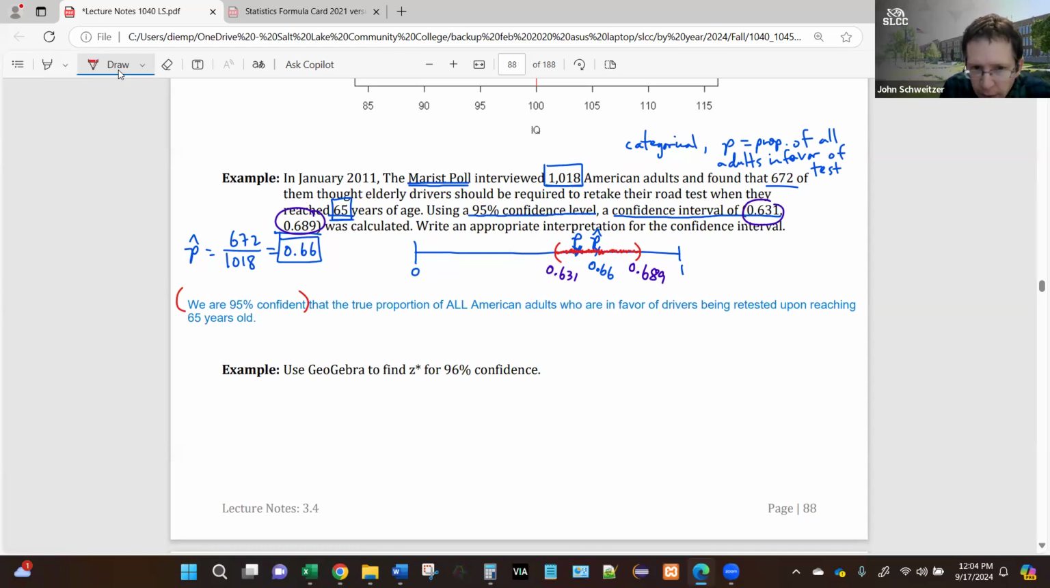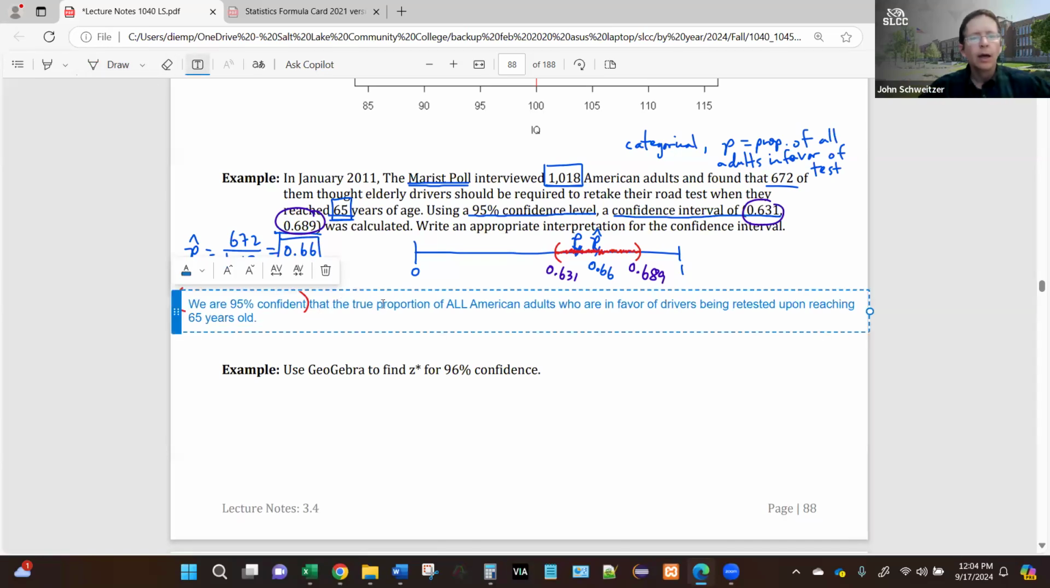So 95% confident that, whoops, I am not having a great day. My apologies, oh my goodness, I forgot to write the interval in here. So that the interval from, we have to tell them what the interval is. Oh my goodness, sorry about that.